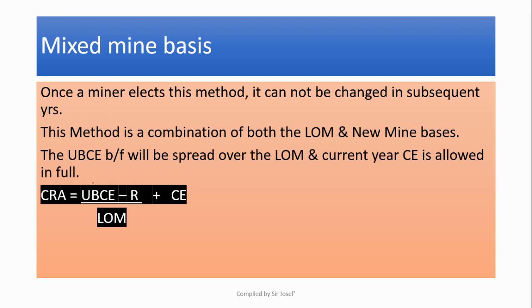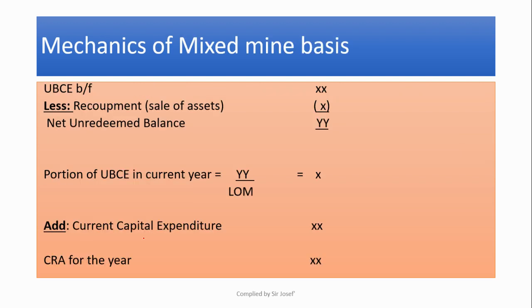So what do you do? You say UBCE minus ARA, where ARA is the recoupment. Then you divide these by the life of mine. Then you add CE. You see the difference now. Just flexing the formulas: UBCE minus ARA divided by LOM, then plus CE. This one is simple.